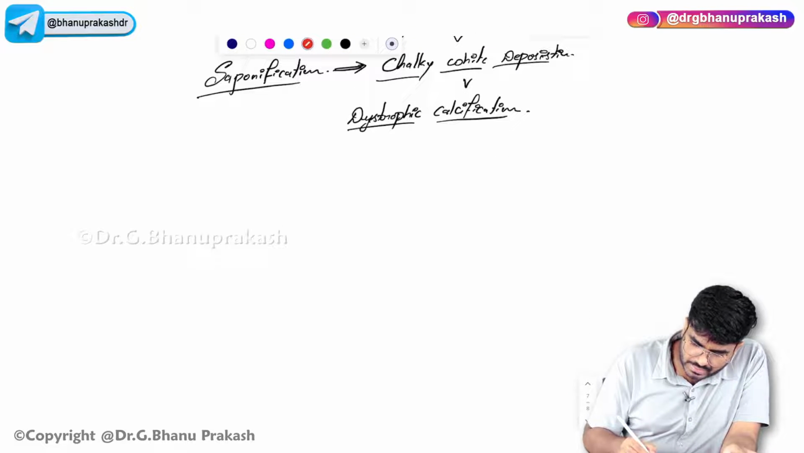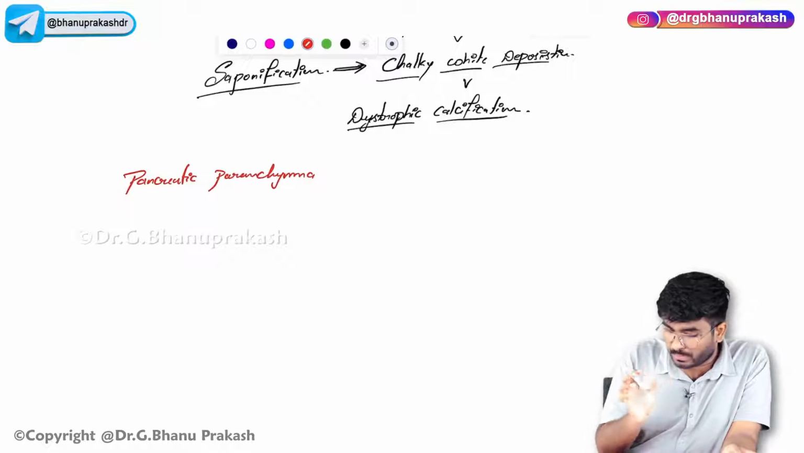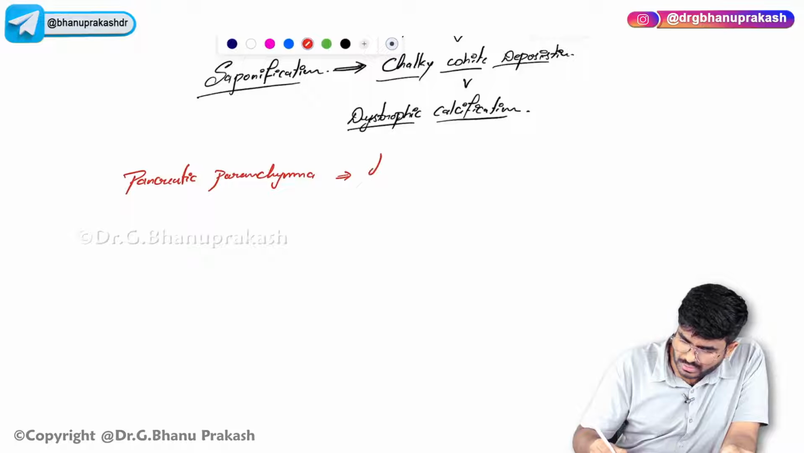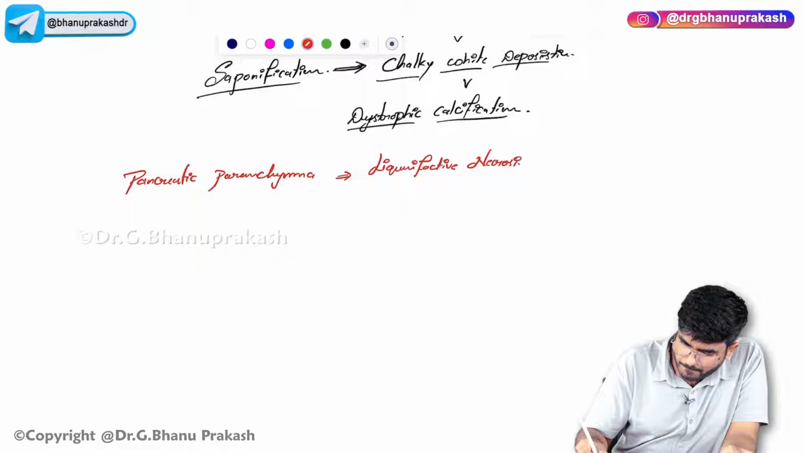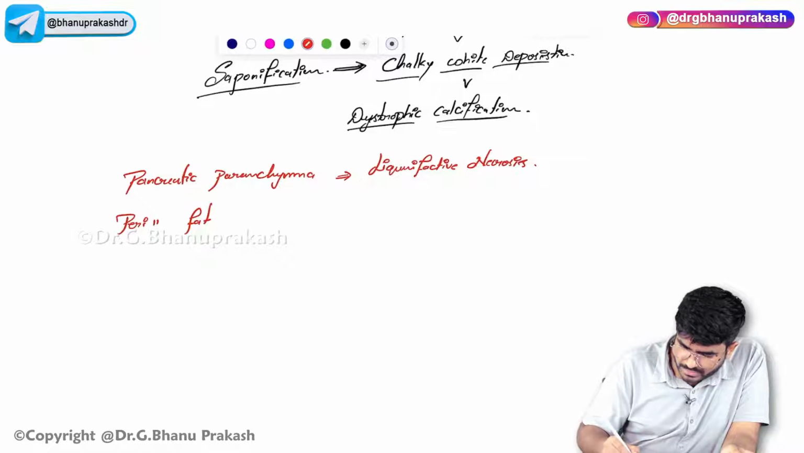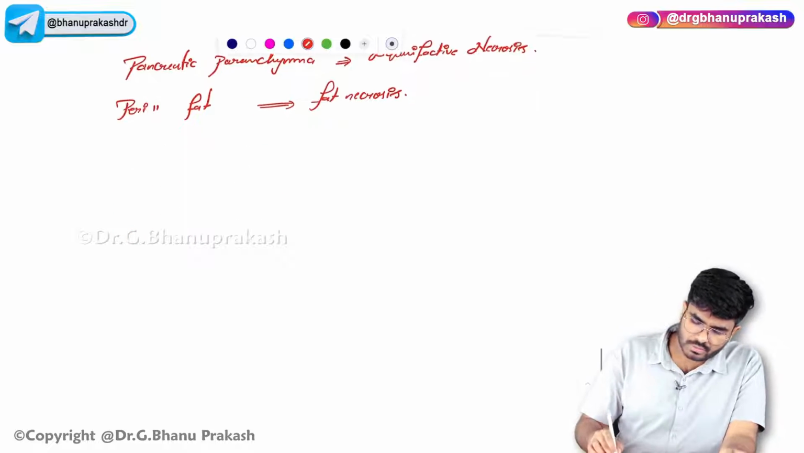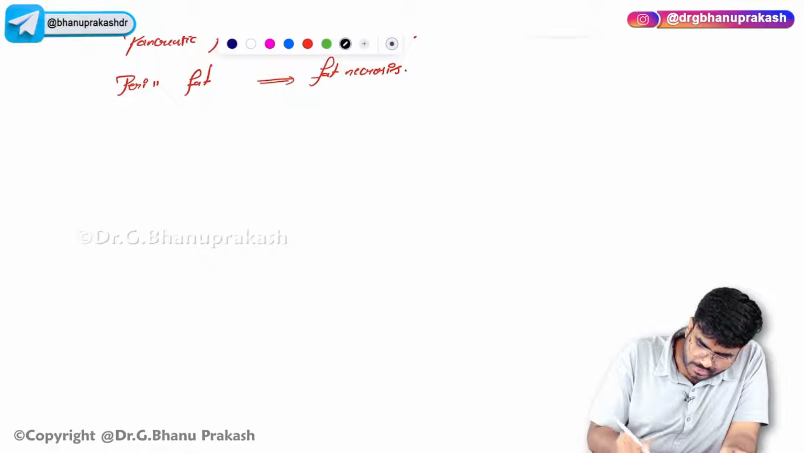Don't forget pancreatic parenchyma. That's the pancreatic tissue, the main pancreas. Pancreatic parenchyma will undergo liquefactive necrosis. Peripancreatic fat will undergo fat necrosis. Okay, done. Now, the next type of necrosis is called fibrinoid necrosis.